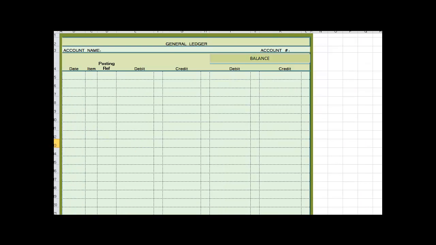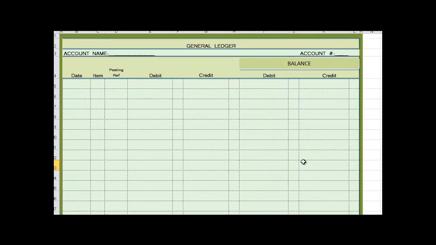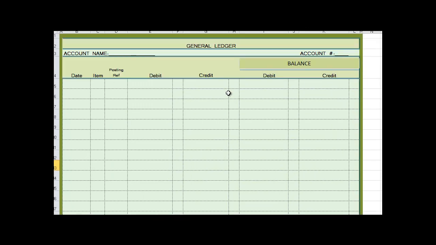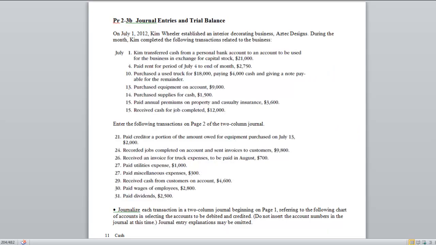When it comes time for us to post from the journal to the ledger, this is what an actual sheet might look like. Once again, you can buy these or you can download templates off the internet. This is in Microsoft Excel right now. So what we have here is a bunch of different transactions.